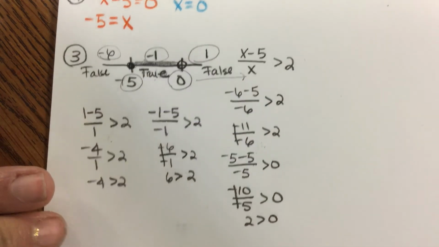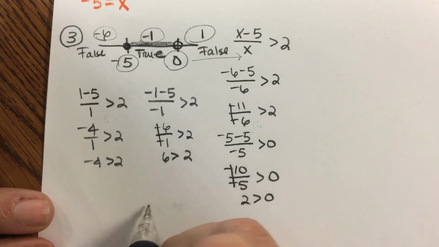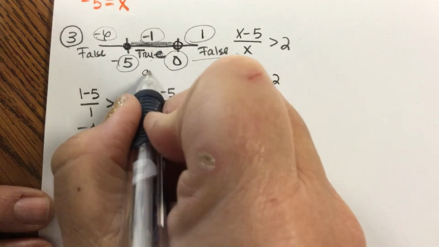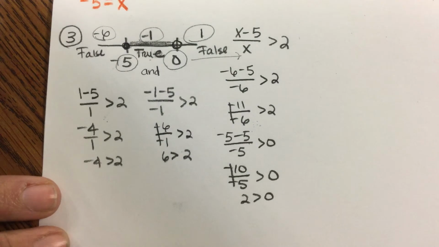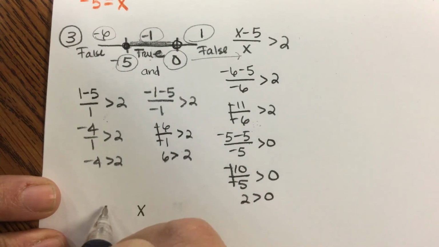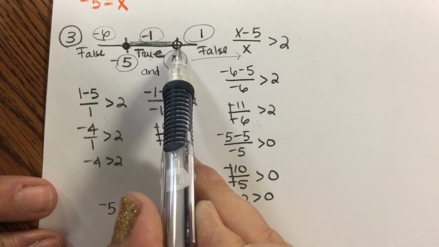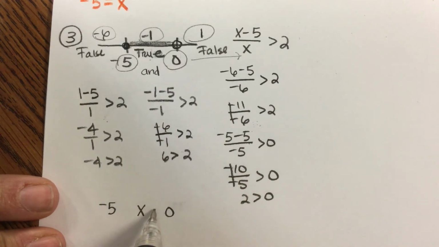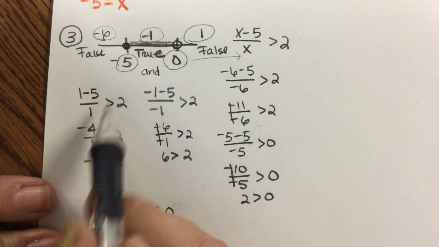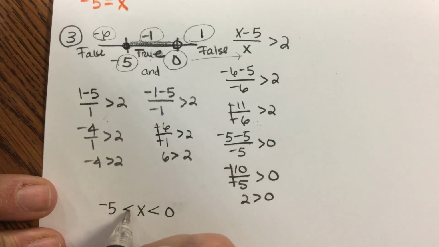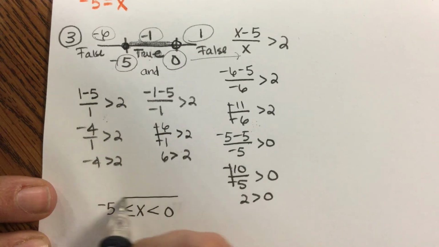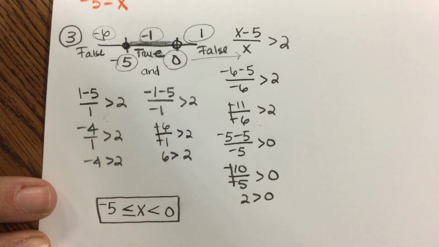So let's talk about how to write that. So we have our x in the middle this time because it's an and. Okay, so we have an and. x in the middle, we have a negative 5 to the left and a 0 here. This one is an open circle, so I cannot have an equal to. This one is a closed circle, so I do have an equal to. And there would be your final solution.